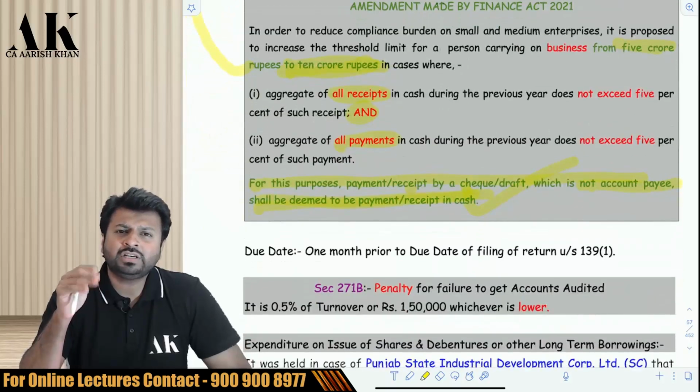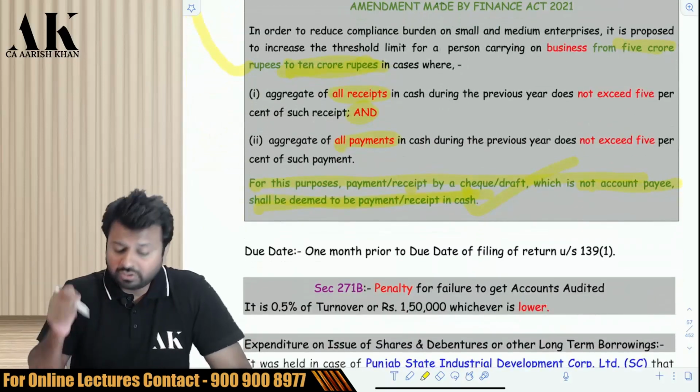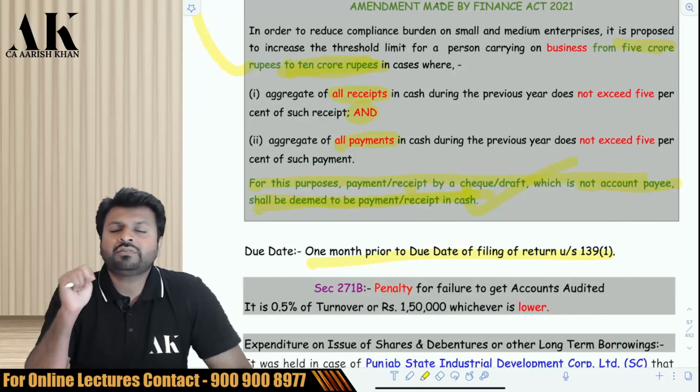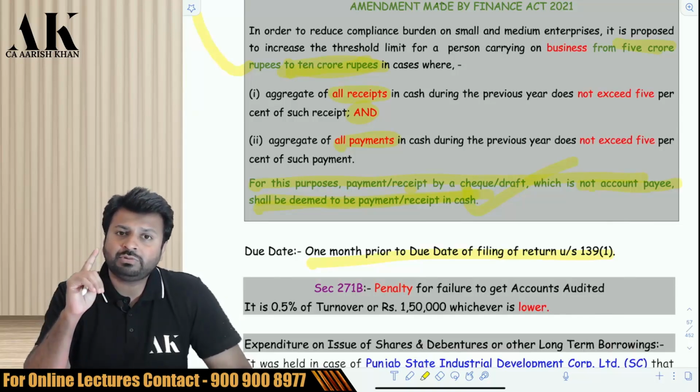What if I do not? What is the due date for tax audit? The due date for tax audit is 1 month prior to the due date of filing of return. So if your due date of filing of return is 30th November, tax audit has to be filed by 31st October. If your due date of filing of return is 31st October, tax audit has to be filed by 30th September.